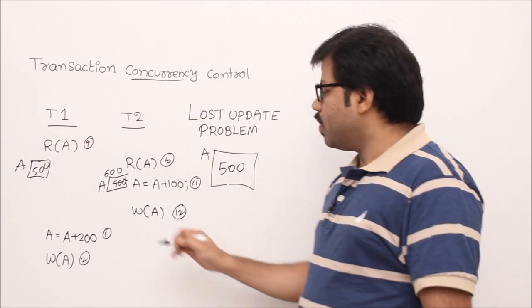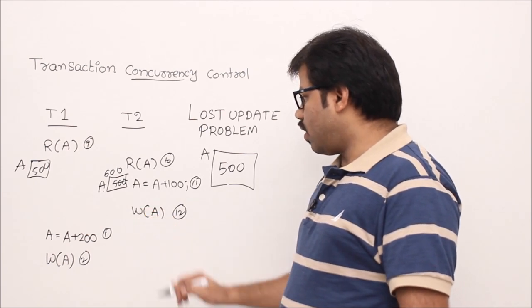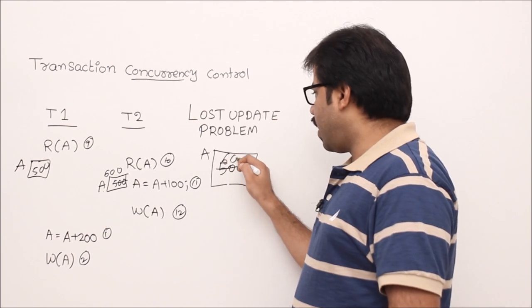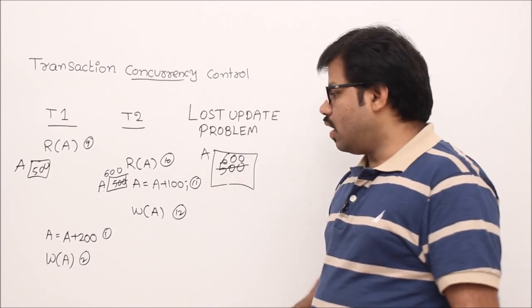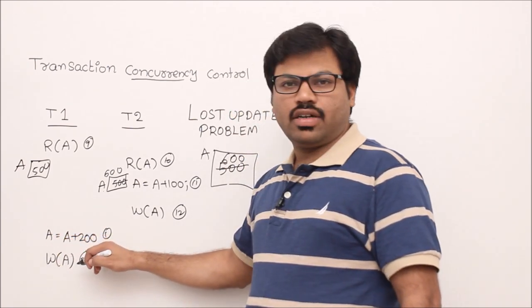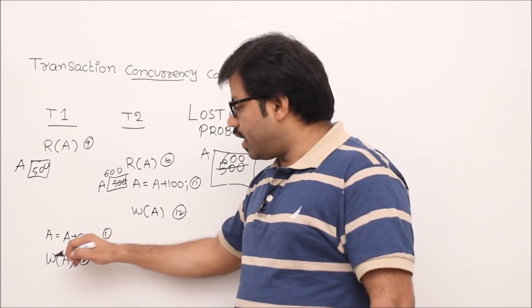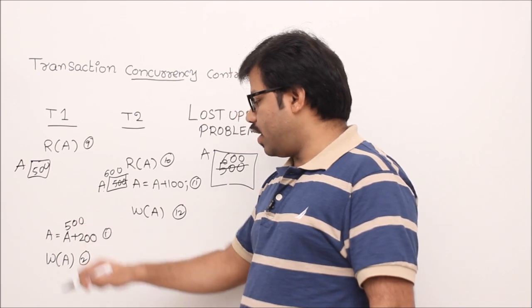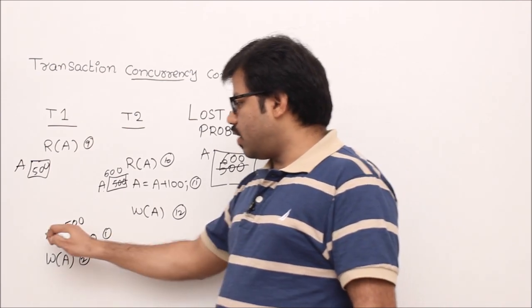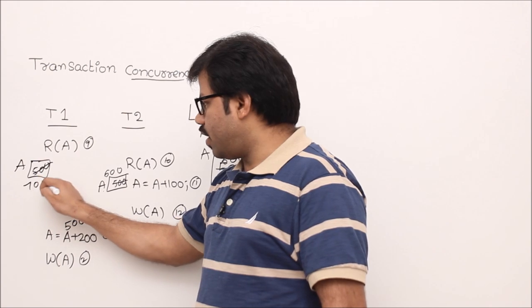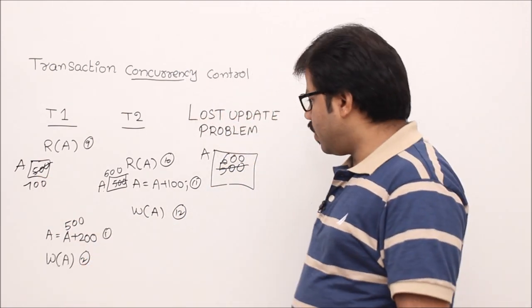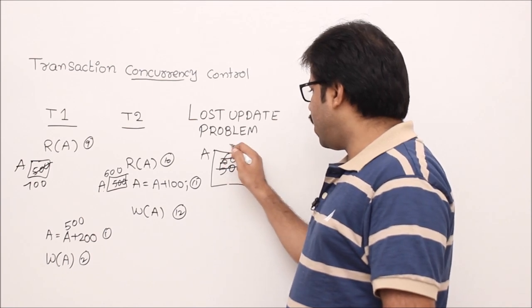Still no problem. Write of A, because of this 12 o'clock instruction, and we are updating that here. Still T1 has not seen it. Now A equal to A plus 200. So now you are taking this old value of A, which is 500. 500 plus 200, 700. This local variable gets 700. After that we are executing write of A. So because of that this will be updated to 700.